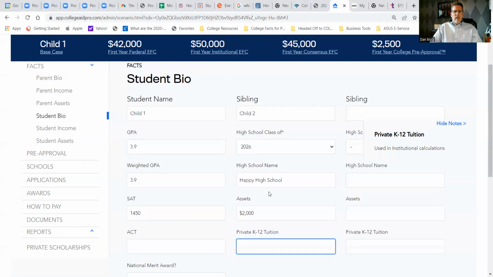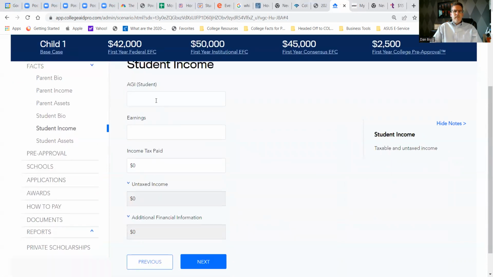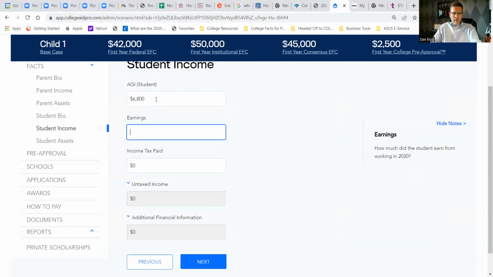Okay, take a deep breath. So we've gotten through the parent income, parent assets. We just finished the student's biographical information. Now we're going to go on the student's income. Here's the good news. Your student can earn up to $7,000. I'm going to use $6,800 without any impact on financial aid at all.